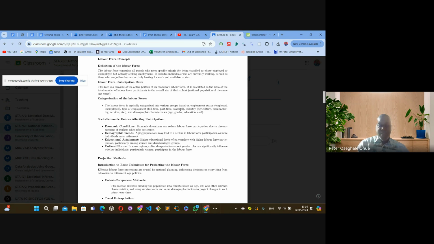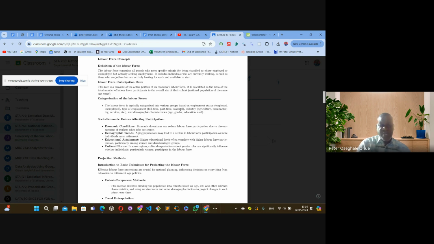Socioeconomic factors affecting population. One, economic conditions. Okay, when there is a recession like we have, you can reduce the labor force participating due to discouragement of workers when jobs are scarce. Jobs are actually scarce, but my dear, if you have the skills, it's easier. So develop your skills.